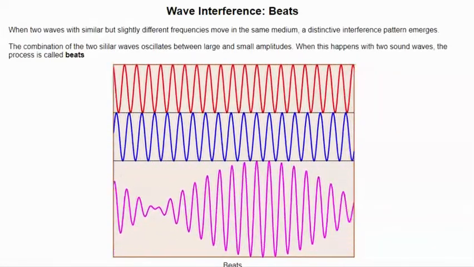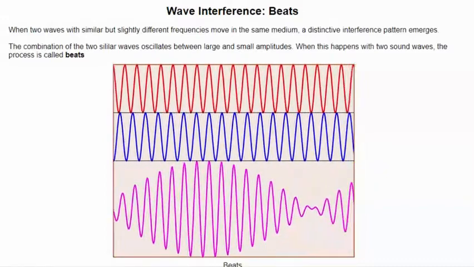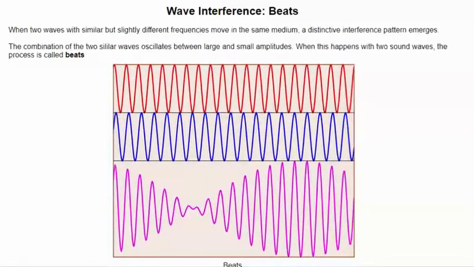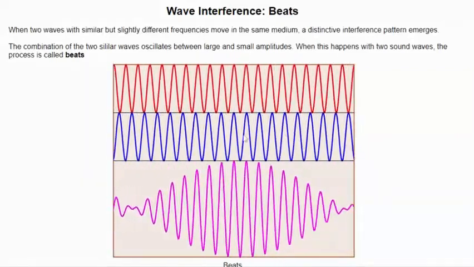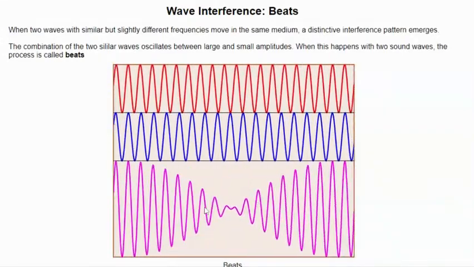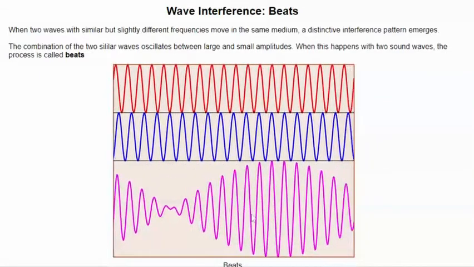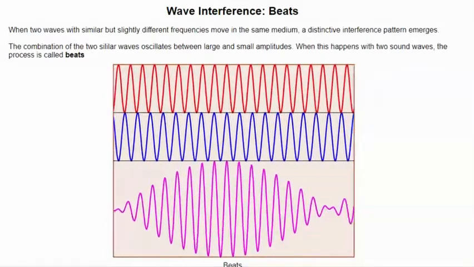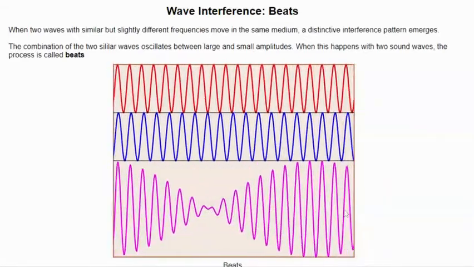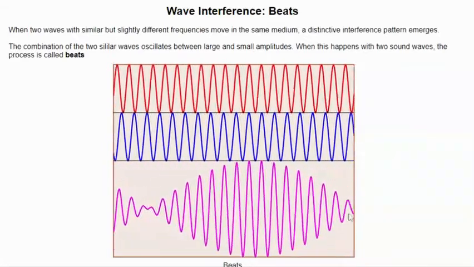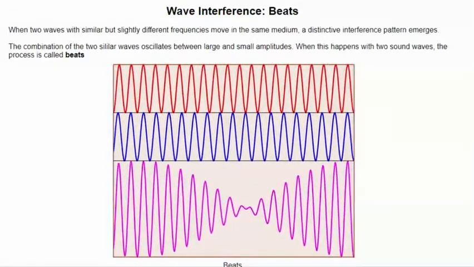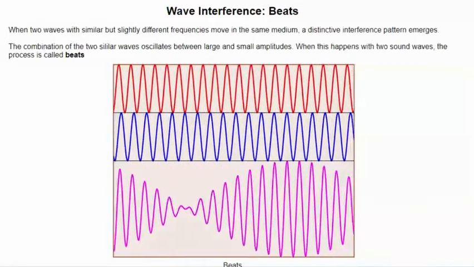Now, if these are transverse waves, like you can see on the screen, it looks pretty. But if those are longitudinal sound waves, what happens when you get constructive interference is you get a loud sound. And when you get destructive interference, you get a quieter or even no sound. And you get this alternating loud, soft, loud, and then here comes another soft. You get this alternating loud, soft pattern. And what we call that in physics and in music is beats.